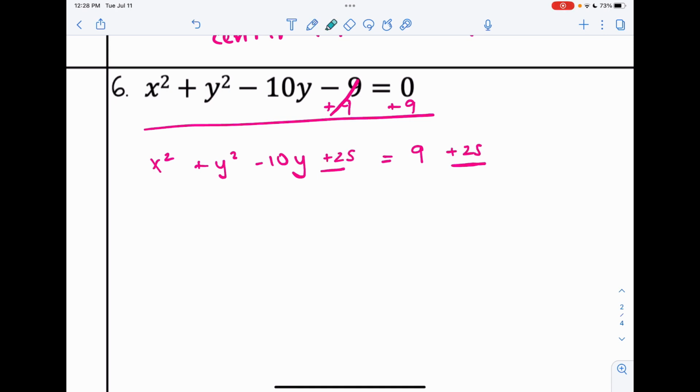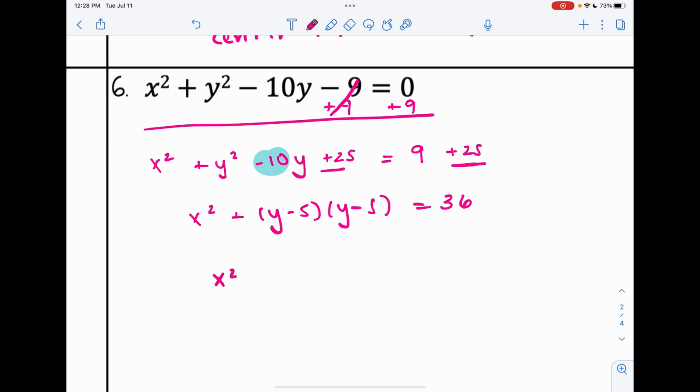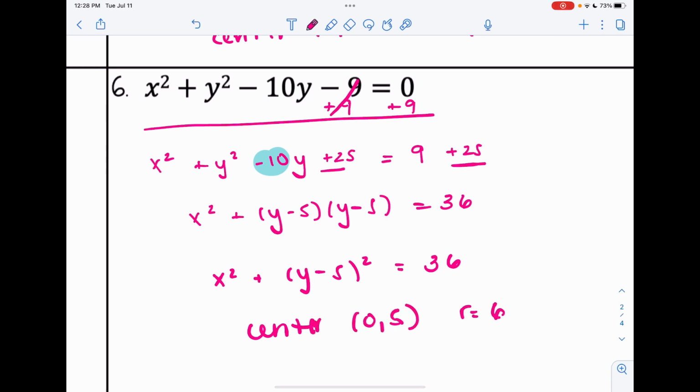Just a reminder, how am I getting plus 25? I'm looking at the coefficient of the y term, dividing it by 2, and then squaring it. So I get x squared plus y minus 5, y minus 5 equals 36. I'm going to rewrite that here. And now I'm in center radius form, so the center is 0, 5, and the radius is 6.